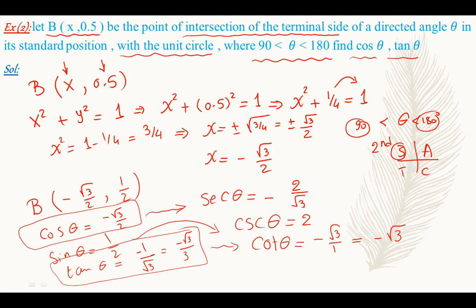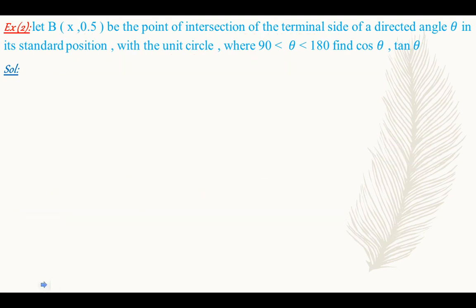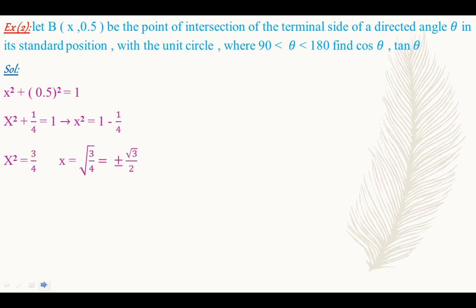Okay, let's solve it again by using the PowerPoint, very quickly. Okay, solution. Here x power of 2 plus y power of 2 equals 1. So x power of 2 plus 0.5 all power of 2 equals 1. The square of 0.5 will be 1 over 4, equals 1. X power of 2 equals 1 minus 1 over 4, it will be 3 over 4. So x equals positive or negative the square root of 3 over 4, which is positive or negative root 3 over 2.